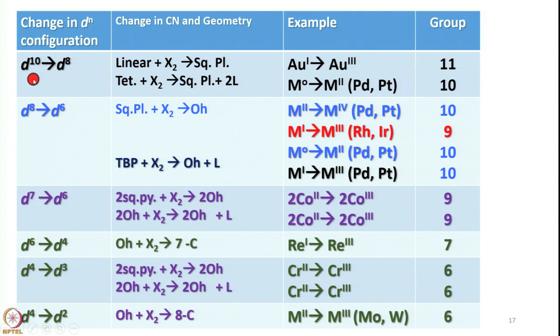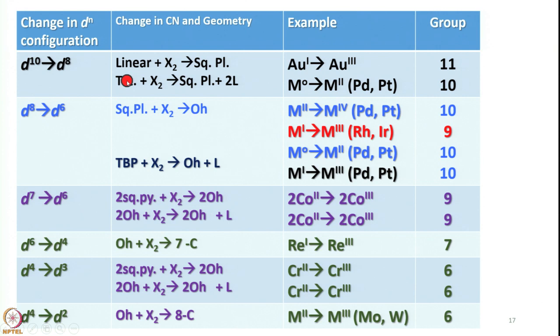For example, if you take a d10 species, essentially you have to go for group 11: copper, gold or silver. I have considered gold(I) going to gold(III) when you perform oxidative addition reaction. In that case, what happens to start with? Linear geometry should change to square planar, and in some cases even tetrahedral geometry can also change to square planar, and two ligands would come out in that case, because we started with 4 and we end up with 4. So the two ligands that were present on the metal should come out.